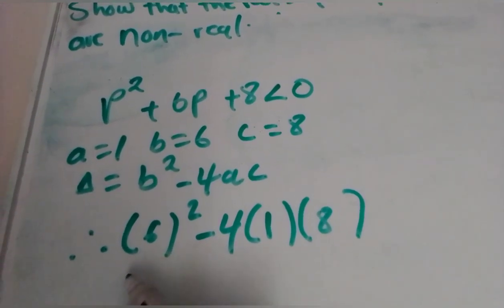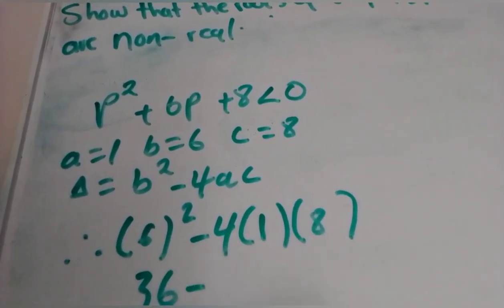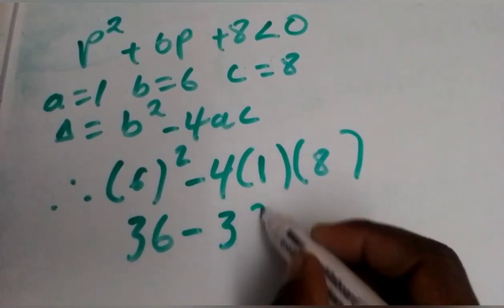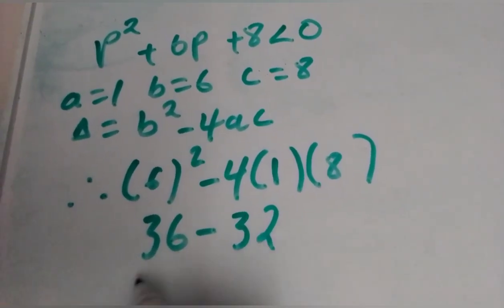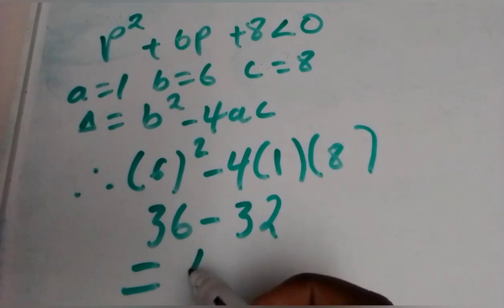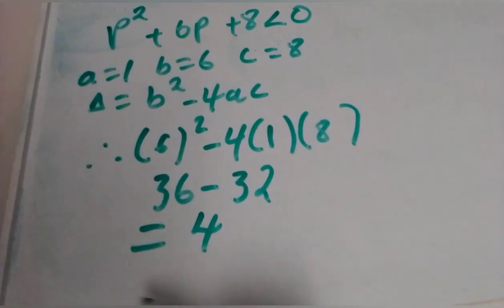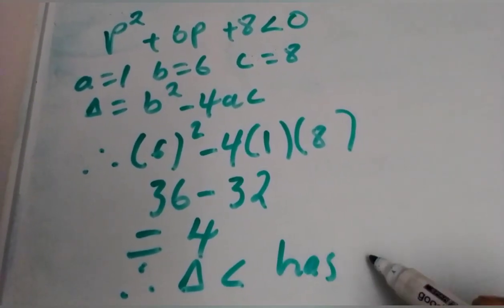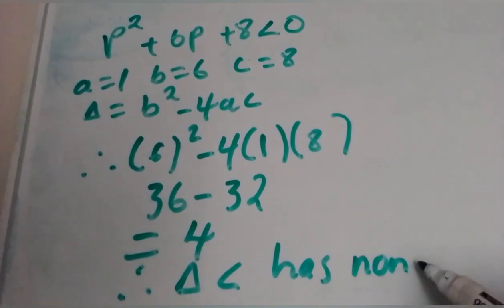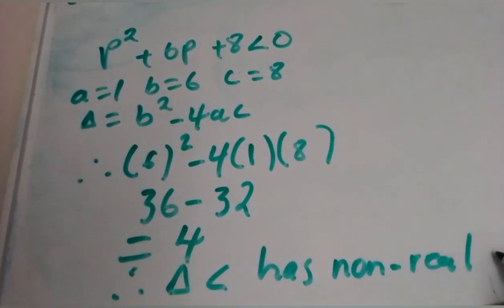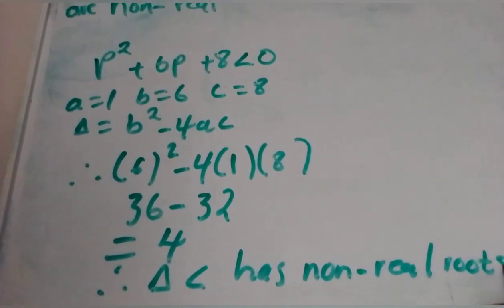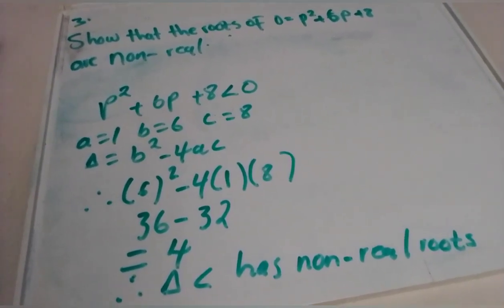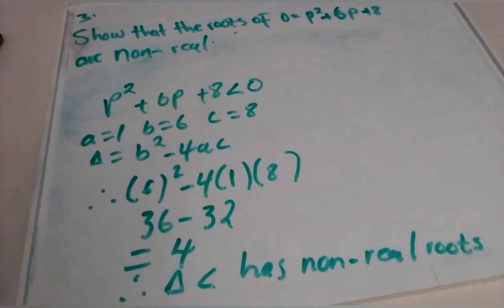So just use your calculator. When you are here, you will get positive 36 minus what you multiply there, you get 32. So just use your calculator, just be free. Now you'll get positive 4. So don't forget the conclusion part. So you need to say delta is less than 0, has non-real roots. Sorry. Okay, you need to make sure that you understand this. I'm sorry that I didn't include the 0, but delta is less than 0 has non-real roots. Sometimes they can say imaginary. So imaginary and non-real are still the same thing, or no real roots.